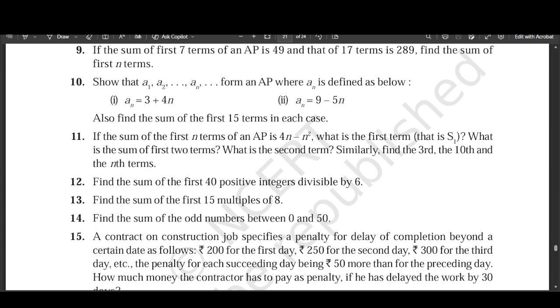So the total number of trees planted by the students: in the first class there are three sections, so 3. In the second class there are three sections, so this is equal to 6, then 9, and so on up to the 12th class, which goes up to 36. So we have to find the sum of all these.